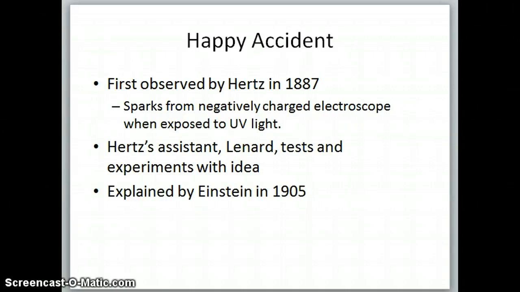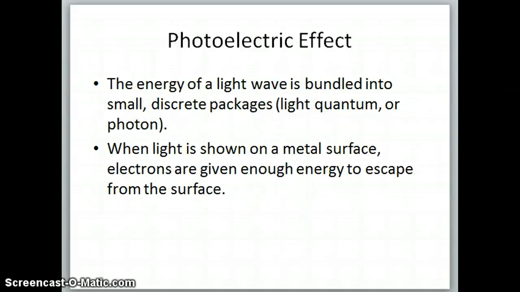So what is the photoelectric effect? Basically what it says is that the energy of a light wave is bundled into small discrete packages. This is what we call light quantum or photon. So when this light is shone on a metal surface, the electrons have enough energy to escape from that surface.